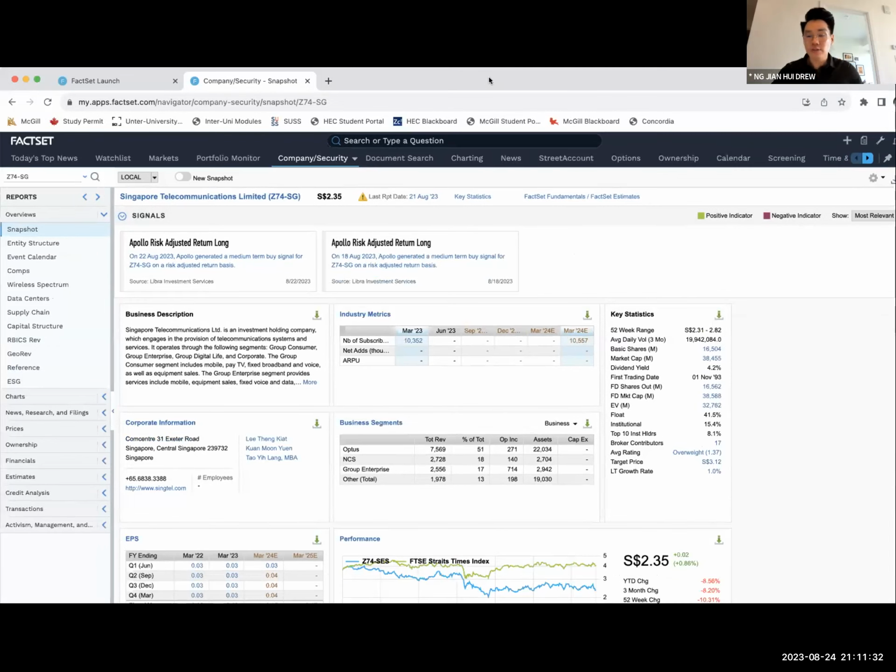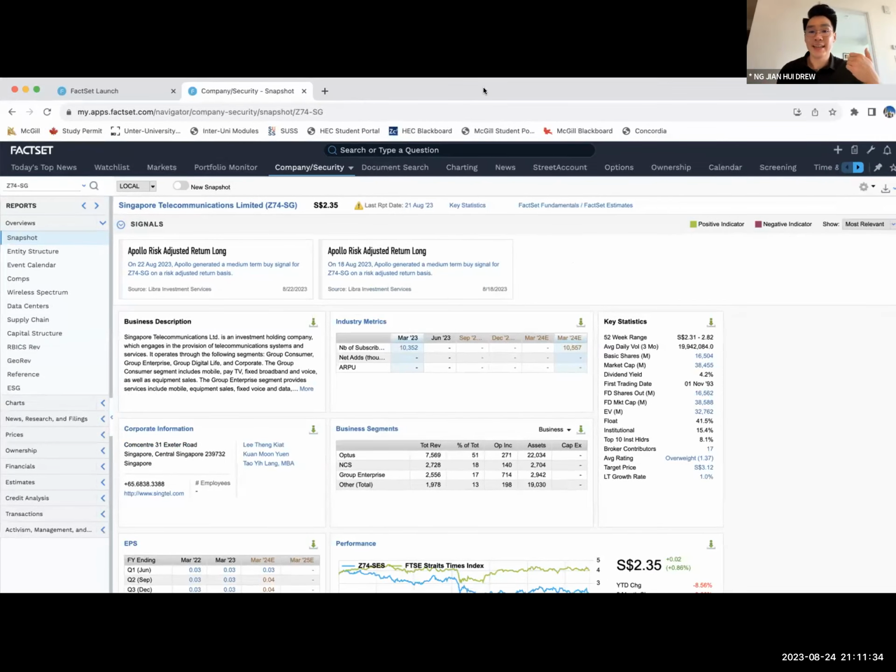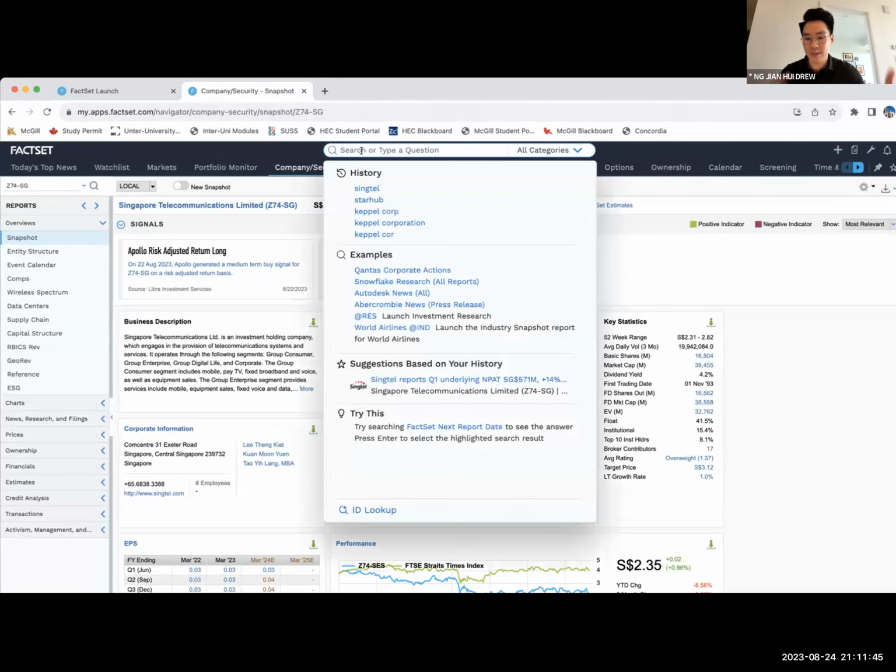Basically, the good thing, like I mentioned earlier about FactSet, is that you can access it anywhere. You don't have to go to a terminal. You can do it on your laptop where you are. And it's very simple to use, right? So for example, this is what I've been searching.